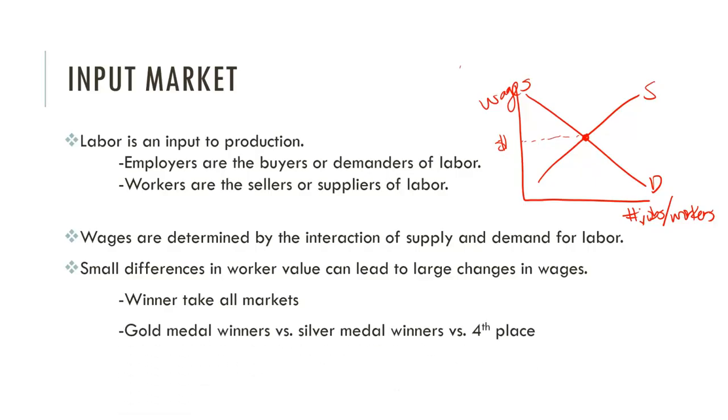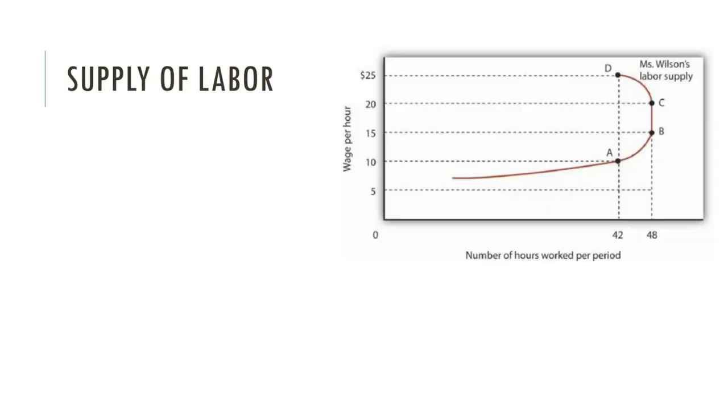Or you could think of things like the Olympics, so gold medal versus silver medal winners versus fourth place. They can have very similar quality, all four of these people. But whoever gets the gold medal gets the most. Silver is next. Fourth place often gets nothing. Even though the person who got fourth place in the competition today could have gotten first on a different day. Right? So we can have small differences in worker value that could lead to really large changes in wages or income. We're going to start with the supply of labor for now, and then we're going to focus a little bit more on the demand side.